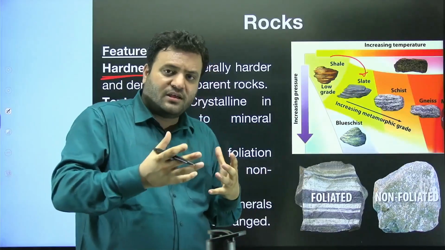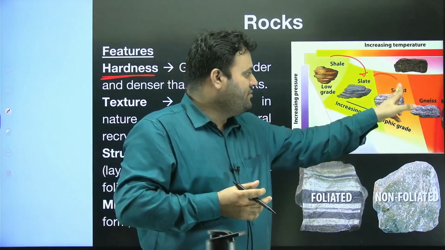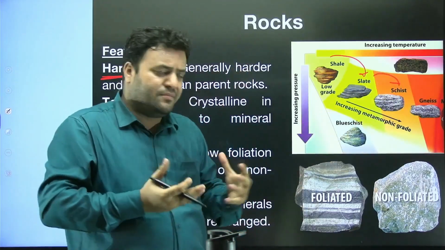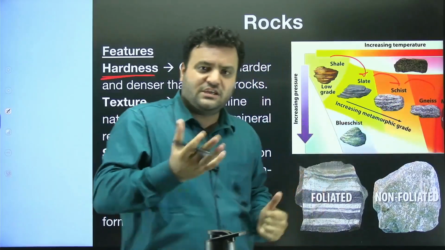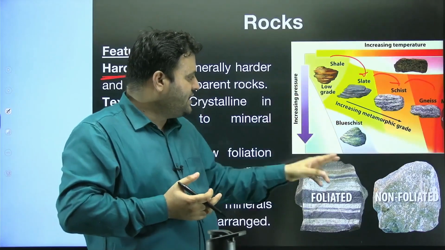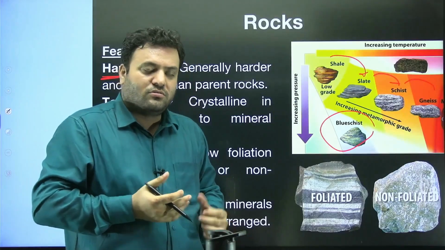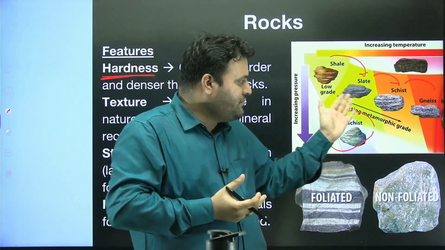If there is further metamorphism, there would be what? Schist. If there is further metamorphism, you would have the formation of gneiss. And if there is further intense temperature, we could have a blue schist. So that is what? That is the increasing metamorphic grade.